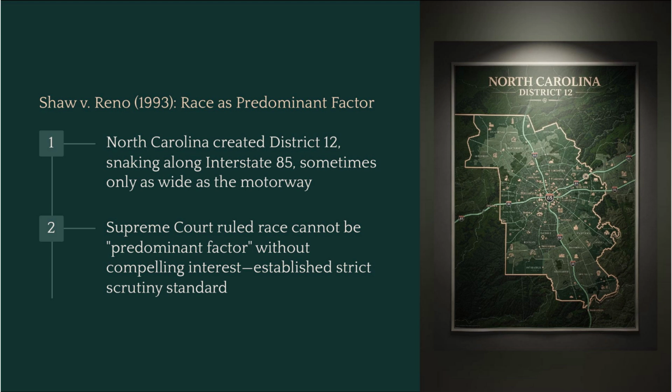The Supreme Court stepped in. They ruled that while race could be a factor in drawing lines, it could not be the predominant factor without a compelling reason. They established a strict scrutiny standard. If a district looks bizarre and unexplainable on grounds other than race, it is unconstitutional. The Salamander had gone too far.